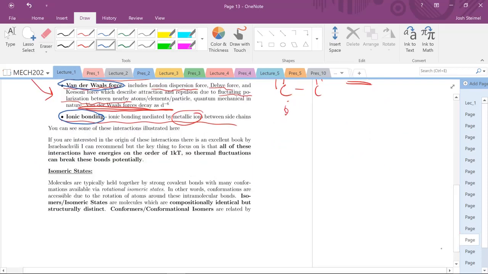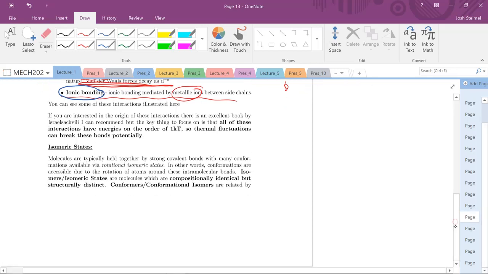Next time we're going to talk about isomeric states, and have a fun but also a little more serious talk with thalidomide. And then we'll be finished with lecture 1.